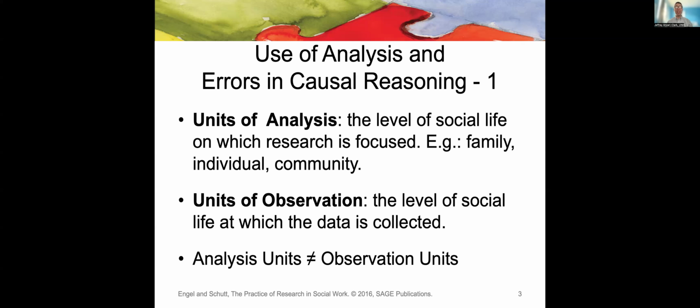The unit of observation is the people that we are collecting data about, or who are contributing their data to the process. So this is the level of social life at which the data is collected. Those are not necessarily the same. That's really important to keep in mind because as we start extrapolating understandings, we might take it a little bit too far and make assumptions about our unit of analysis when we really need to be staying within the realm of our unit of observation.